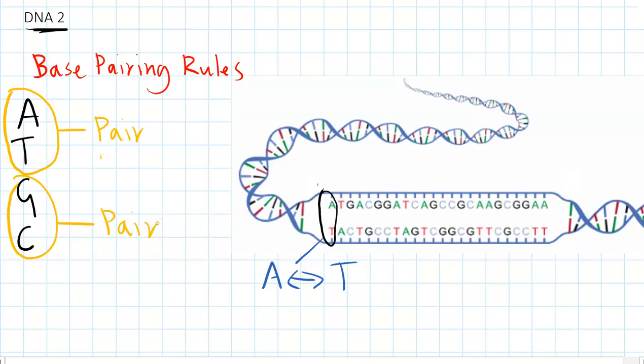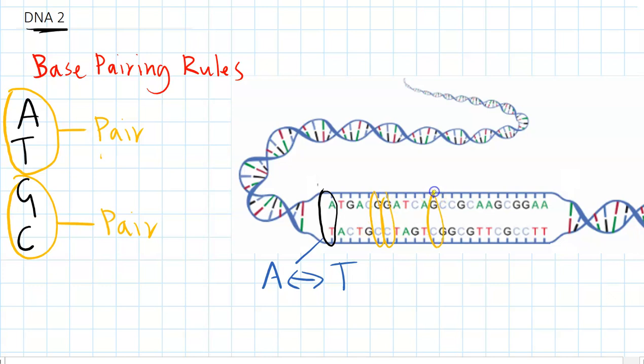The reason for this is the way the chemical bonds fit together, and we'll learn more about that in later levels. But for now, you just need to remember the actual rule, which bases pair with the other ones. So when you're looking at a double-stranded DNA molecule, you'll always see that you've got A's and T's together and you've got G's and C's together.